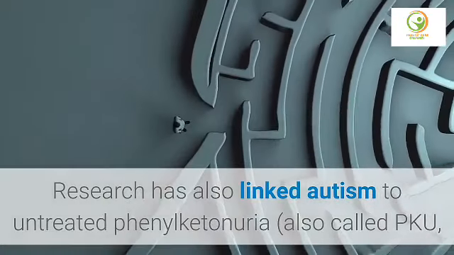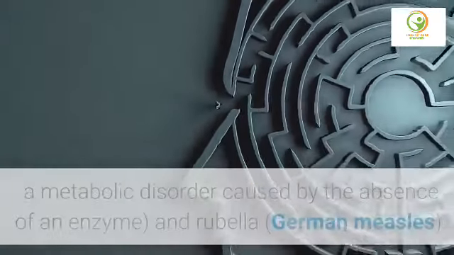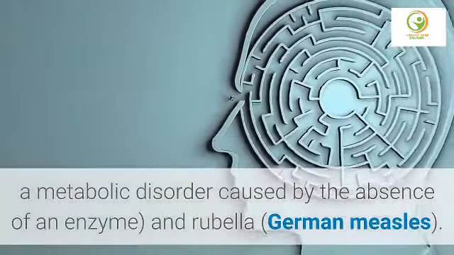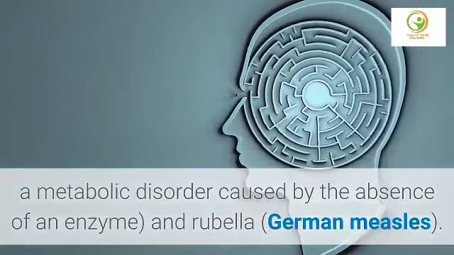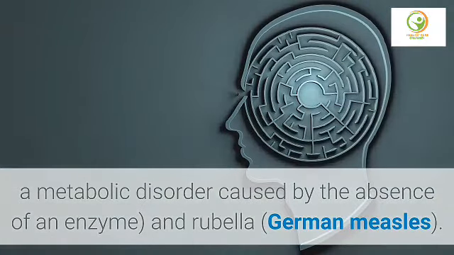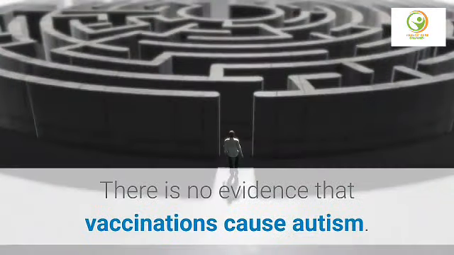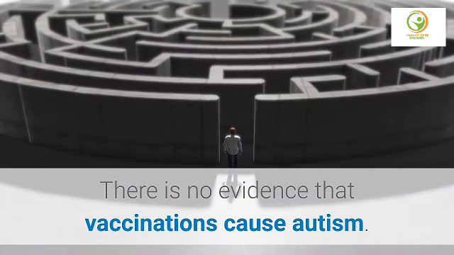Research has also linked autism to untreated phenylketonuria, also called PKU, a metabolic disorder caused by the absence of an enzyme, and rubella, German measles. There is no evidence that vaccinations cause autism.